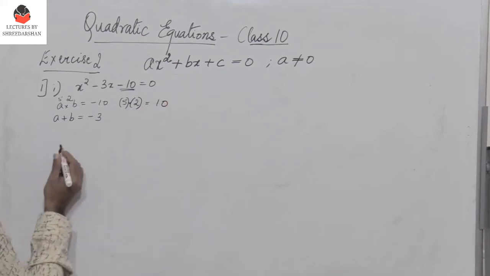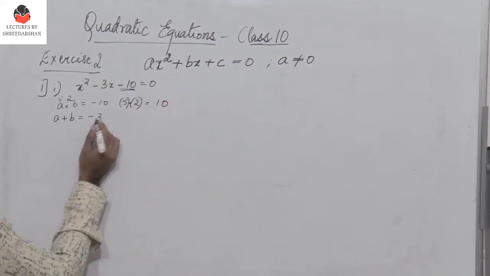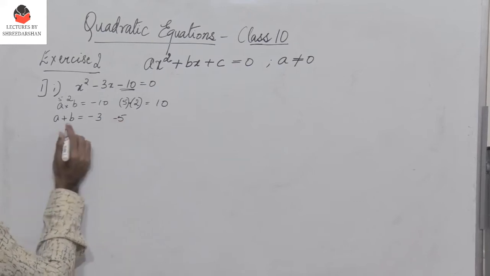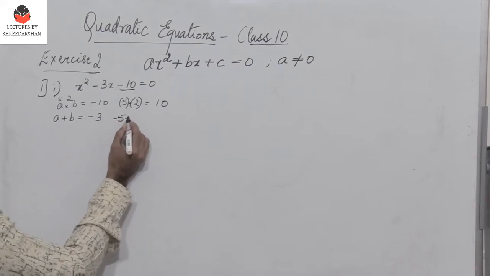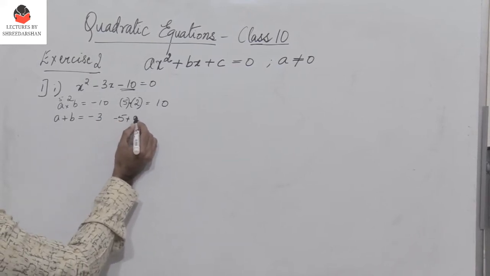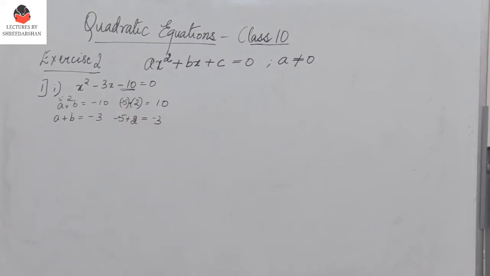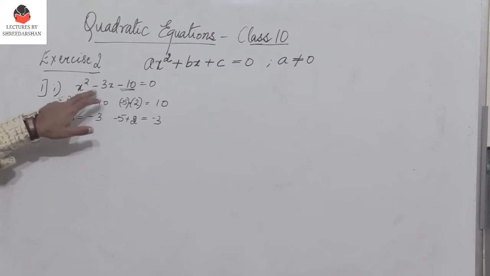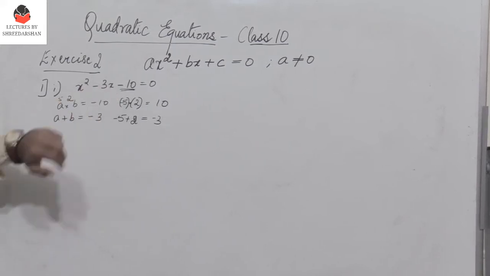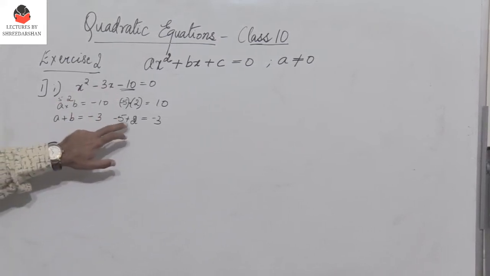So 5 into 2. Now which is negative? We shall see. And a plus b. So definitely the bigger number has to be negative. So minus 5 plus 2 equals minus 3. So you have minus 5 here. So I represent minus 3x as minus 5x plus 2x.